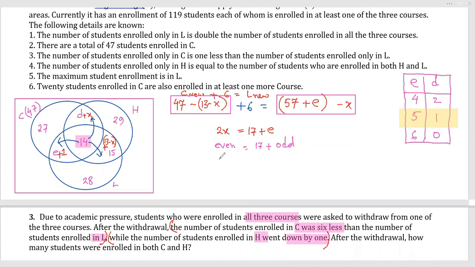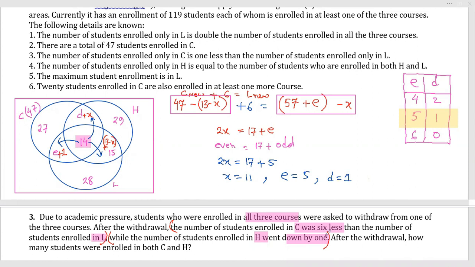That means 2X is equal to 17 plus the odd value 5, which is 22. So X is equal to 11. X equal to 11 is what I have received. At that time, E value needs to be equal to 5, and D value needs to be 1 with the given condition.